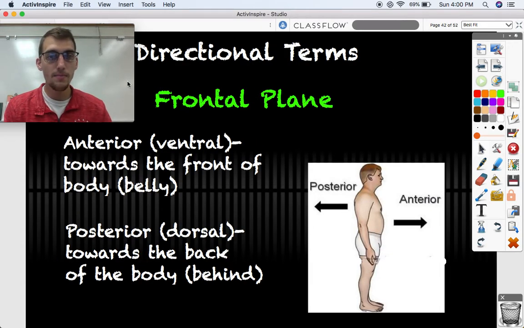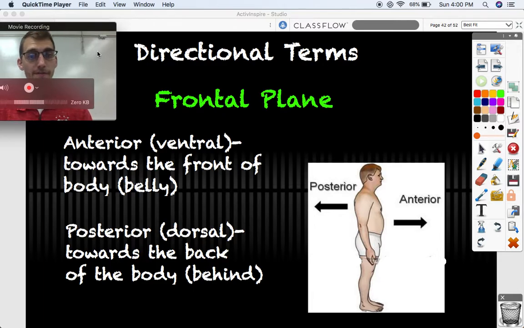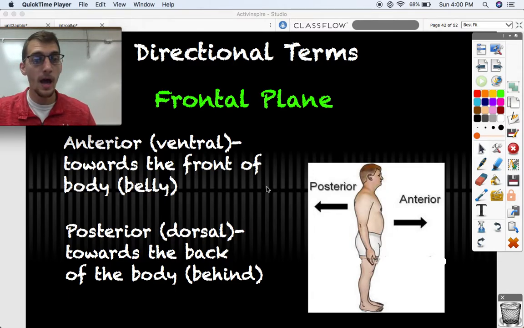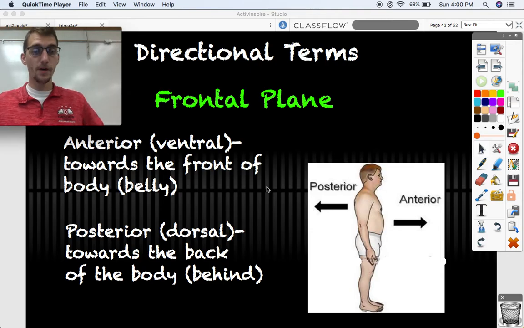All right, let's keep moving here. As far as the frontal plane, the directional terms associated with it are anterior, also known as ventral, and posterior, also known as dorsal. Anterior means towards the front of the body, your belly. We talked about those in our body cavities video last time. And posterior means towards the back or the behind.